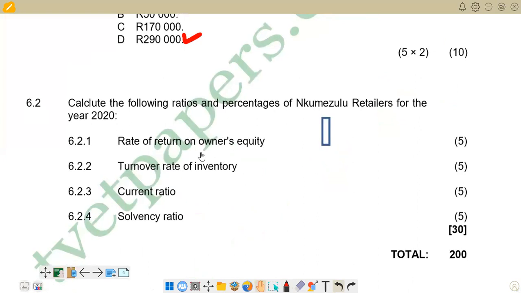On 6.2, we have: calculate the following ratios and percentages of Nkume Zulu Retailers for the year 2020. 6.2.1, rate of return on owner's equity. What we are going to do is put the formula first, then we substitute the figures that we are given in the question. So this is the rate of return on owner's equity.